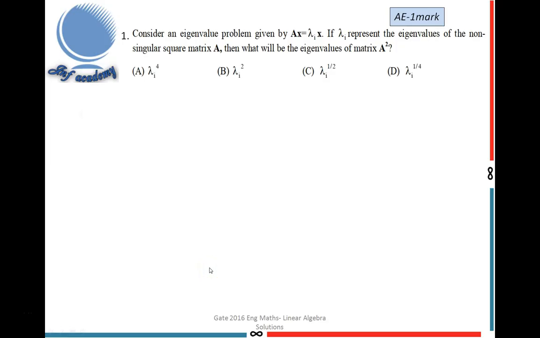Hello everyone. In this video, let us discuss the solution of GATE 2016 Engineering Mathematics questions related to the linear algebra topic, in particular eigenvalue and eigenvector concepts. All the necessary ideas for solving these problems have been given in the eigenvalue and eigenvector concept video.